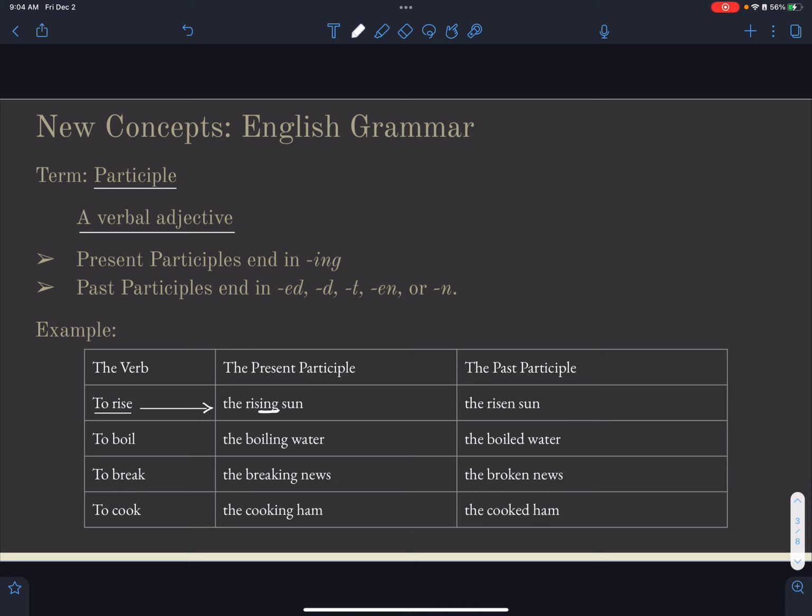Let's keep doing the present participles. To boil, that's our infinitive form. Used as a present participle: the boiling water. Boil is a verb, but it's telling us what the water's doing. To break, infinitive form. As a present participle: the breaking news. Break is a verb, but we're using it adjectively here. The news is happening currently.